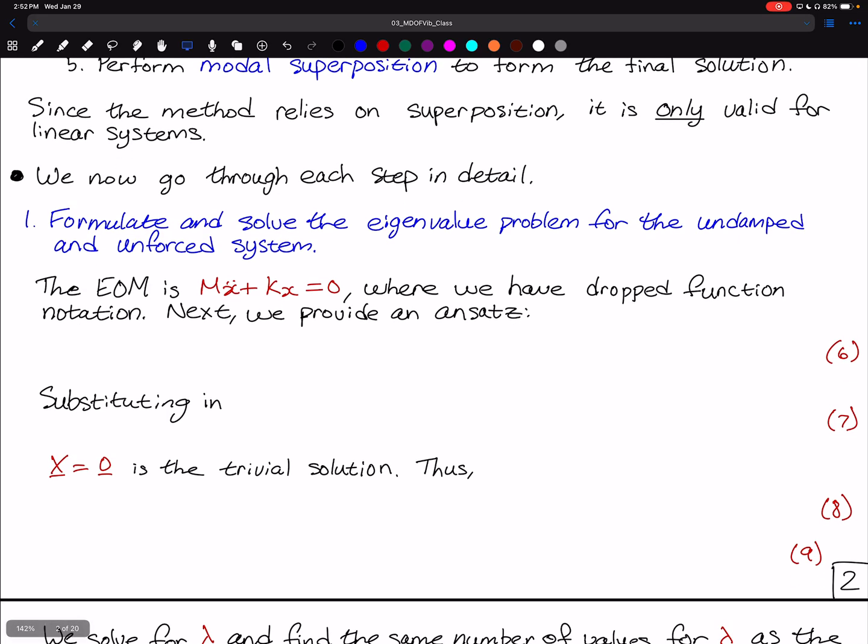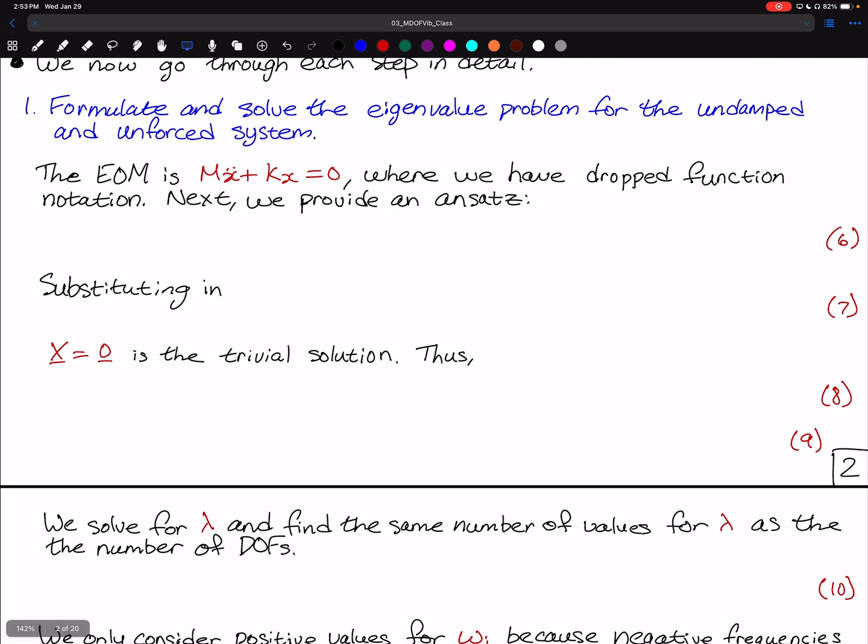Okay. All right, we're going to start by formulating and solving the eigenvalue problem for the undamped, unforced system. Again, we're going to forget about the damping and the forcing, and deal with them later. That gives us the following equation of motion, which is the mass times the acceleration plus the stiffness times the displacement. And I've gone ahead and dropped the underbar notation here just to keep things cleaner and simpler. The slide says dropped function notation, but that's not what we've done. We've dropped the underbar.